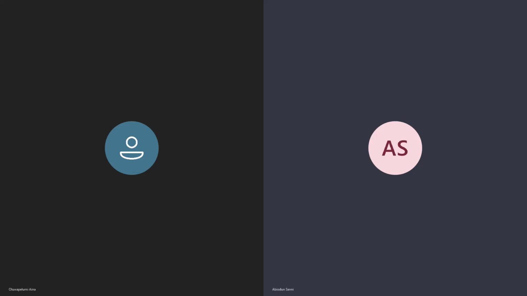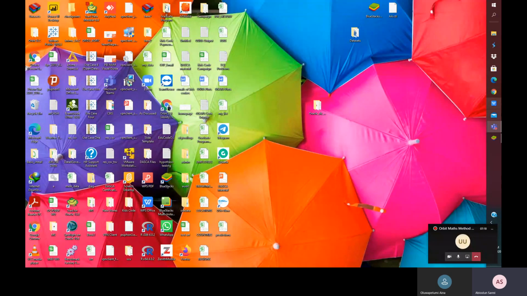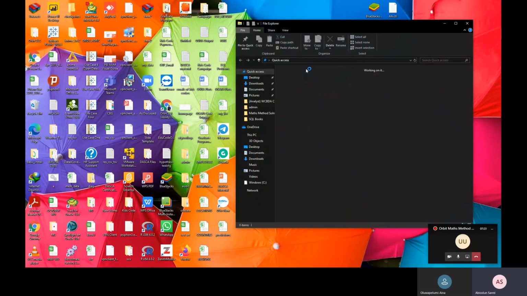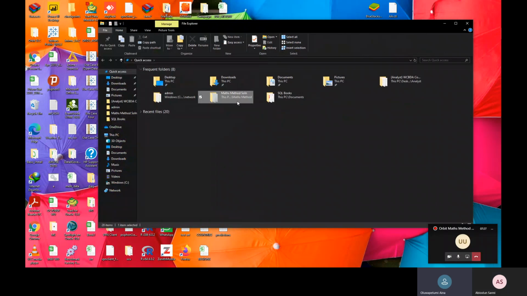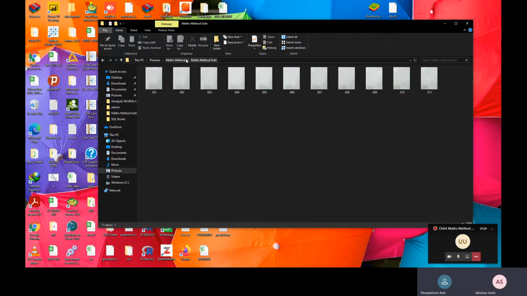Can see what I'm doing. Okay. I believe you can see my screen. Can you see the screen? Yes, I can. Okay. Can you see your phone or your laptop? My phone, my phone. Okay.